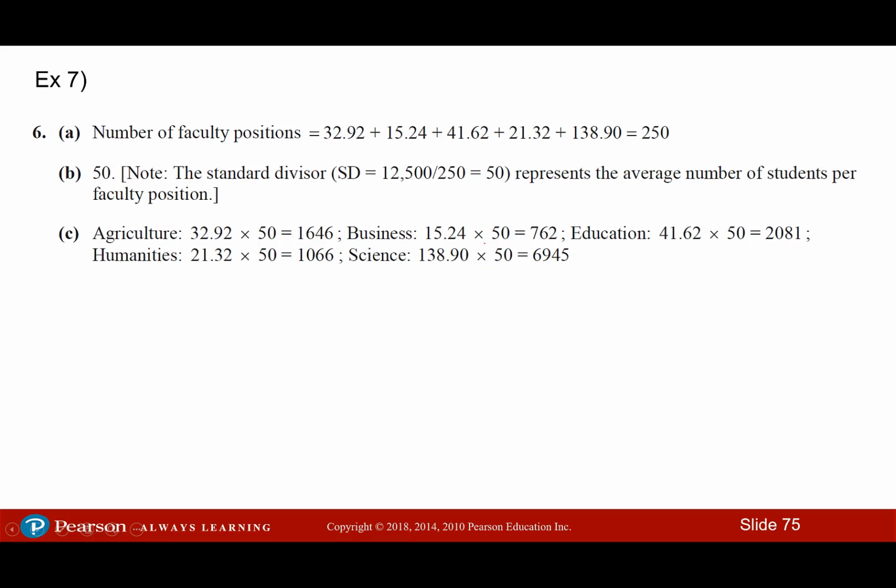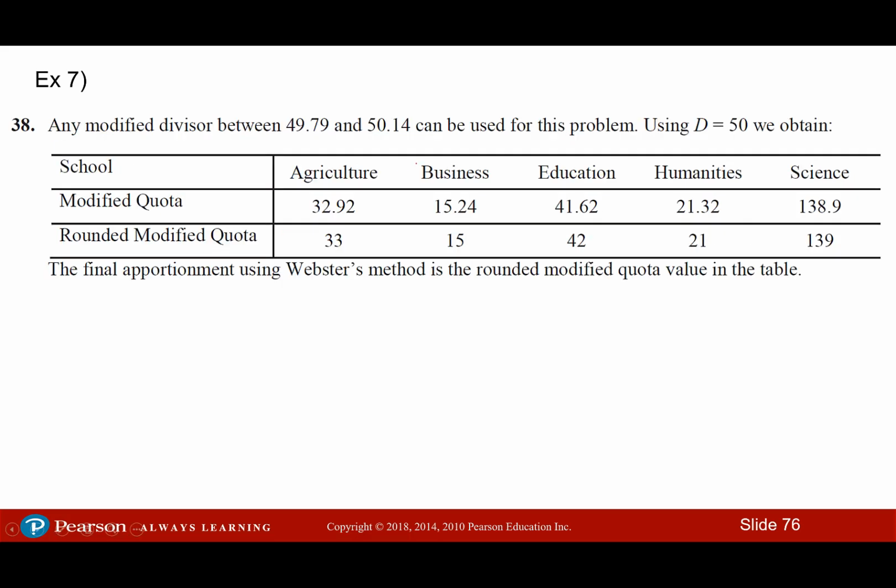All right, what we want to do is we want to know that the standard divisor is 50. There's 250 positions. And so we have to kind of nudge it a little bit, maybe a little bit up or a little bit down by that. So try it. In fact, 50 does work. So the answer for number 6 does work as well with the Webster method.